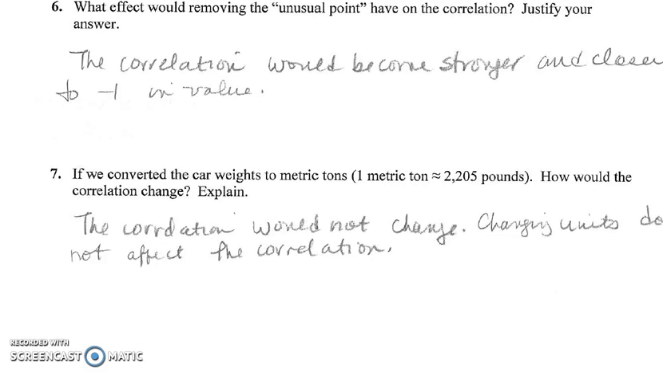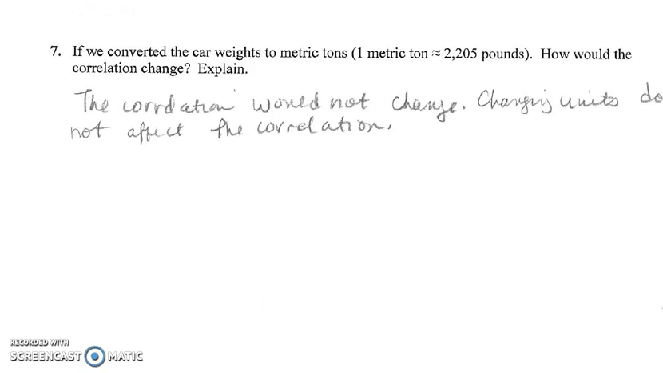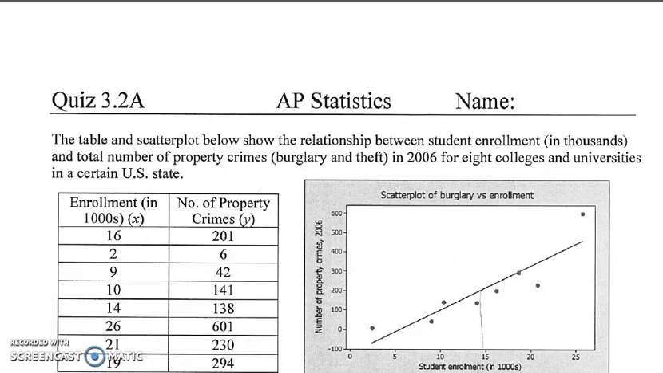If we converted the weights to tons, okay, the correlation would not change, because we can convert units all day long. As long as you do it to every one of the car weights, it's not going to affect how they're related, because it's still going to be the same relationship of the x values to the y values. As long as whatever change you make to all the x's, or whatever change you make to all the y's, then the unit conversion is not going to change. The value of r will stay the same.